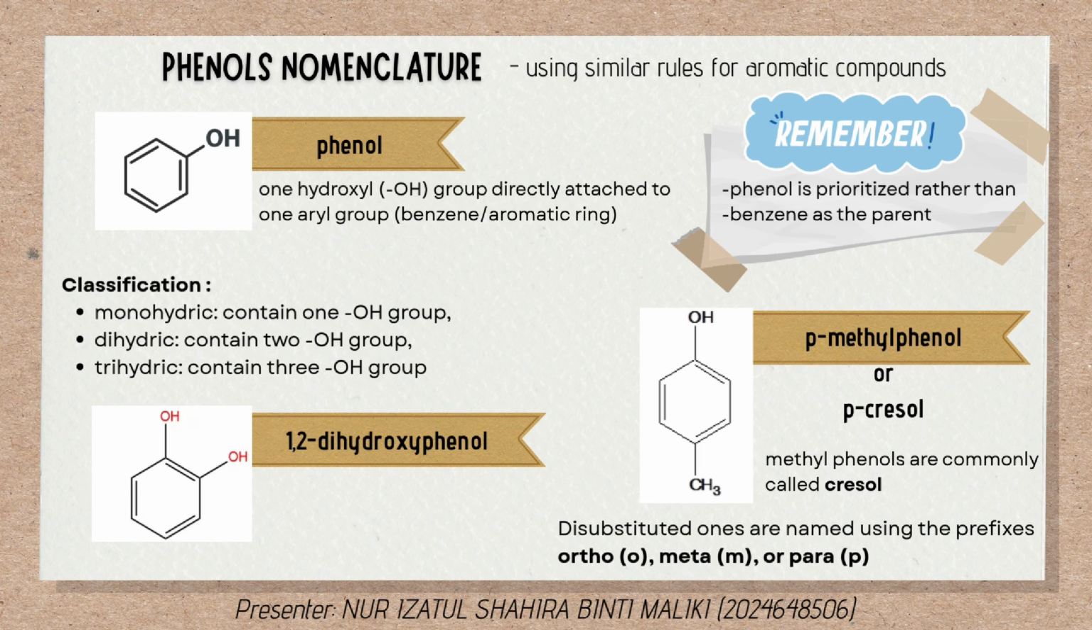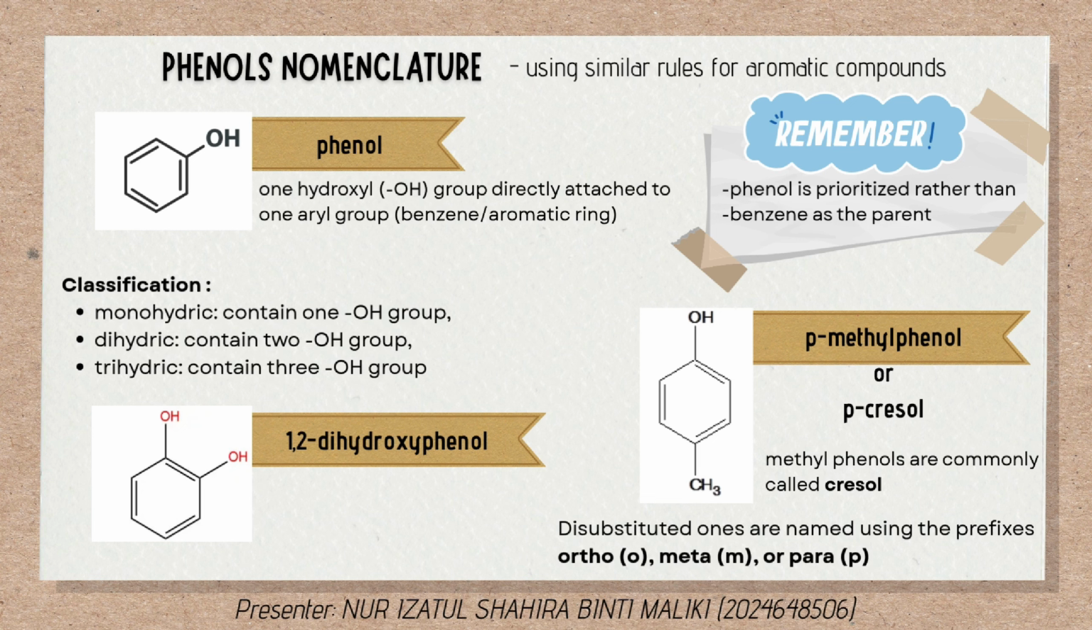for phenols. Phenols can be classified into monohydric, dihydric, and trihydric. Monohydric is when that organic compound contains one OH group. Let's take a look at an example. So there are two hydroxy groups attached directly to the carbon of the benzene ring, so it is a dihydric phenol.